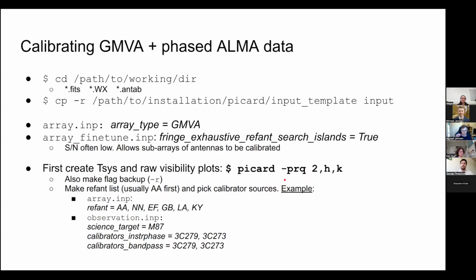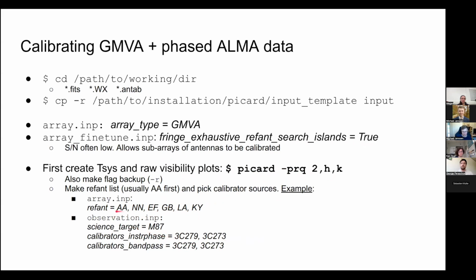Because this one will produce just some system temperature plots and raw visibility data plots that you can then inspect, and only then set your list of reference antennas and which sources you want as science targets and which ones you want as calibrators, because then you looked already at the data and know, oh, okay, these antennas and these sources, there the data looks good, so I want to use them as reference antennas and as calibrators.